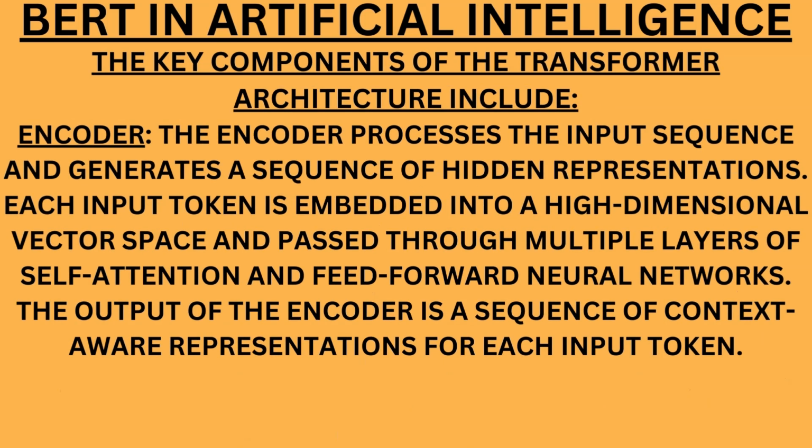The key components of the transformer architecture include the encoder. The encoder processes the input sequence and generates a sequence of hidden representations. Each input token is embedded into a high-dimensional vector space and passed through multiple layers of self-attention and feed-forward neural networks. The output of the encoder is a sequence of context-aware representations for each input token.